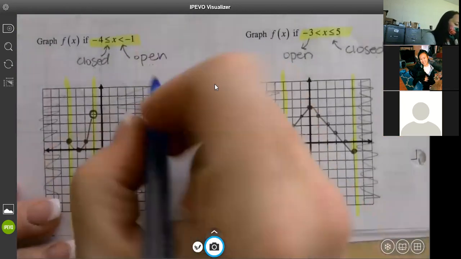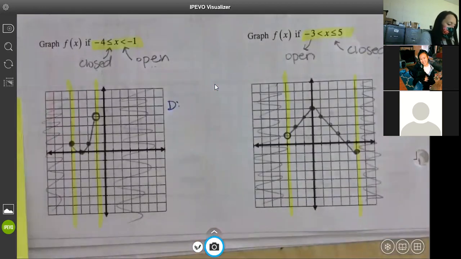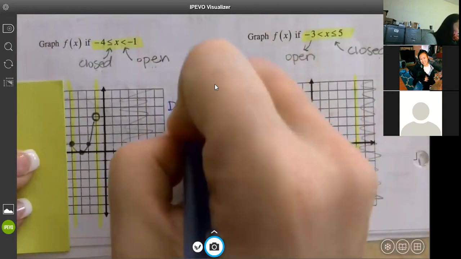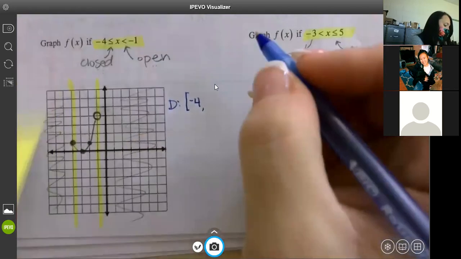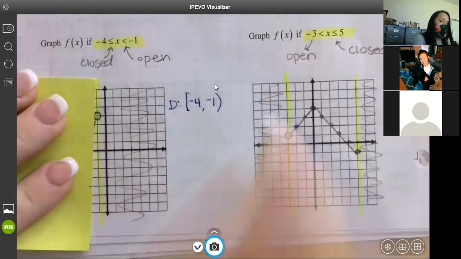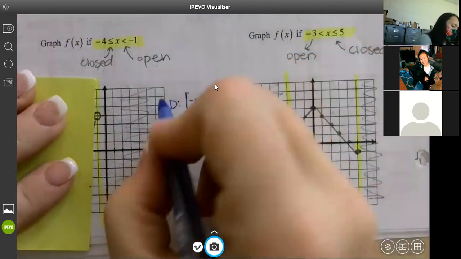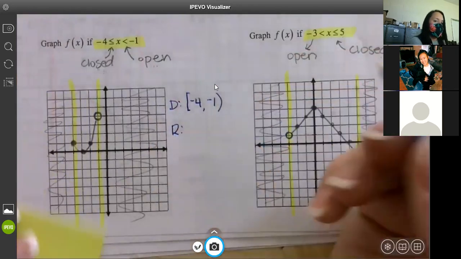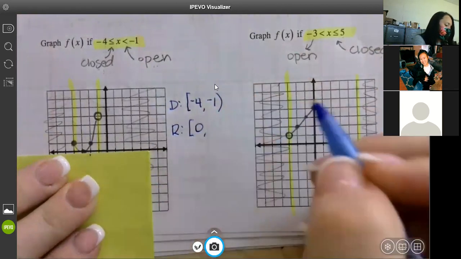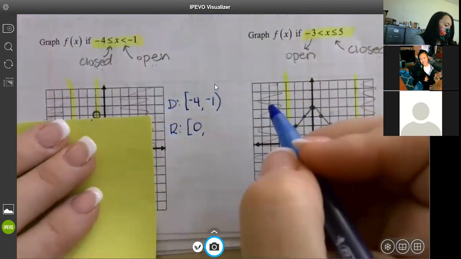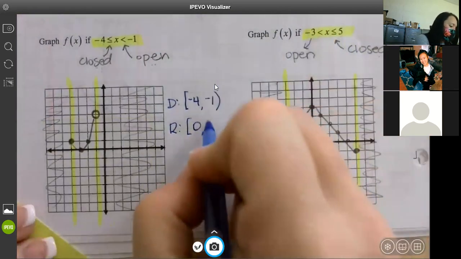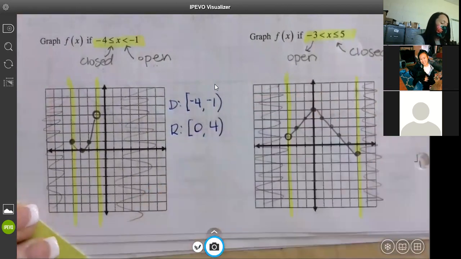All right, look at this one. Domain, left to right. How far does it go to the left? -4, and that one is closed. It goes all the way to -1, and that one is open. So parentheses. Your range, what's the lowest it goes? It's a solid point, so I'm going to close it up. We keep going till we get to the top. And the top is at 4, but it is open.